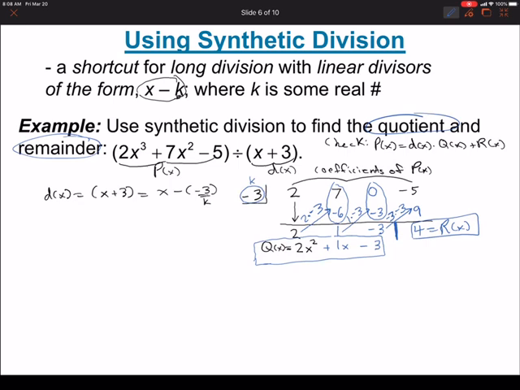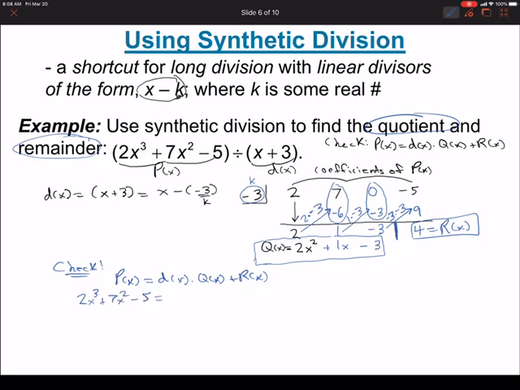Now again, we can check that. We could do it with long division. We could even use our polynomial division statement. So let's do a check step. I'm going to check it using the statement we talked about earlier: P of x always equals d times q plus r. So let's show that. What is P of x, our dividend? What do we got for our dividend? 2x cubed plus 7x squared minus 5.